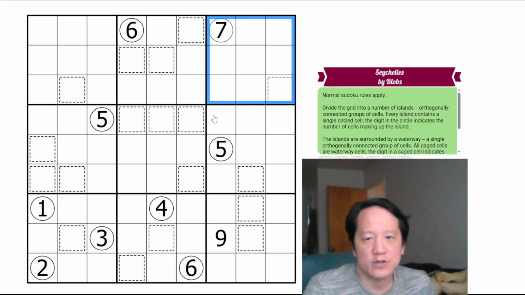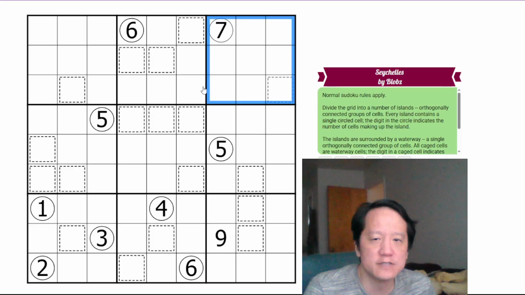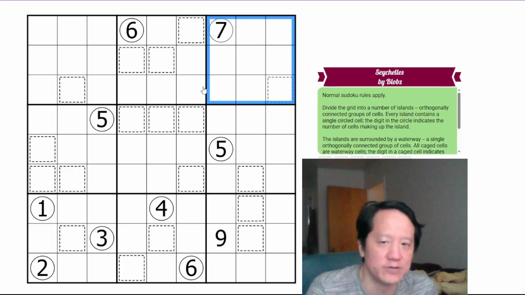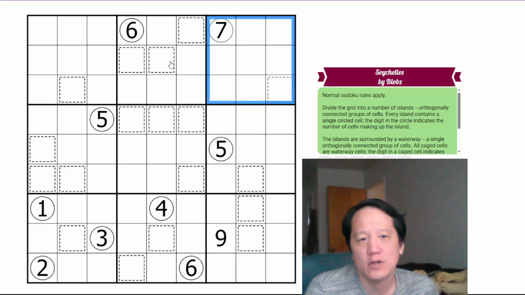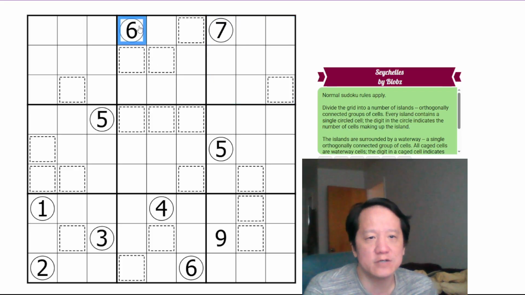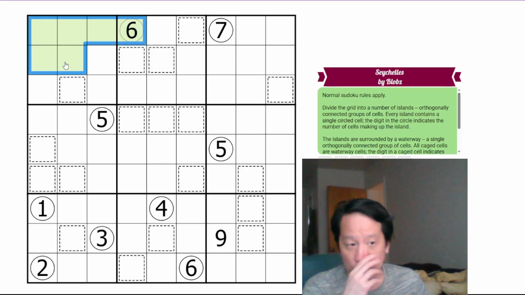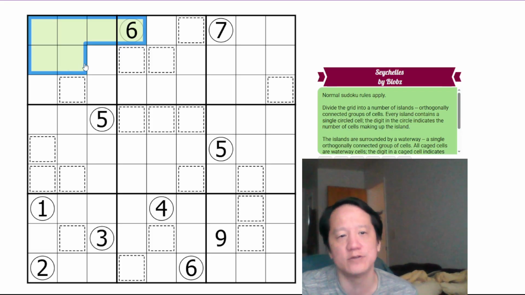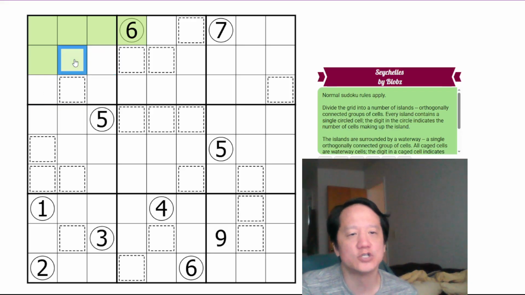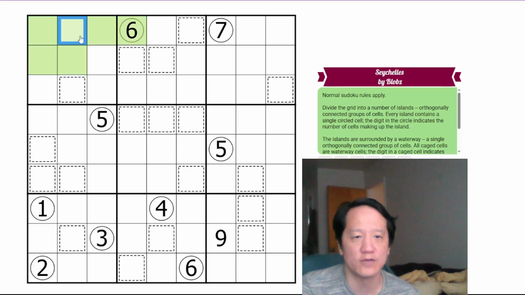We need to divide the grid into a number of islands, which are orthogonally connected groups of cells. Every island contains a single circle digit, and the digit in a circle indicates the number of cells making up the island. What is an orthogonally connected group of cells? Well, this is an example. It means you can go from any cell in the region to any other cell in the region just by going through edges, all while staying within the region. So, for example, to get from here to here, you can just go through these edges, and that would be valid.